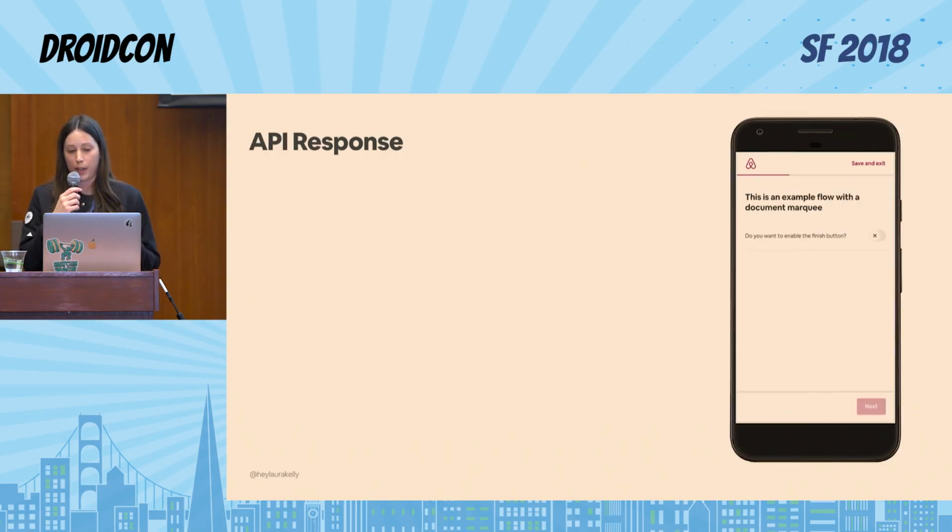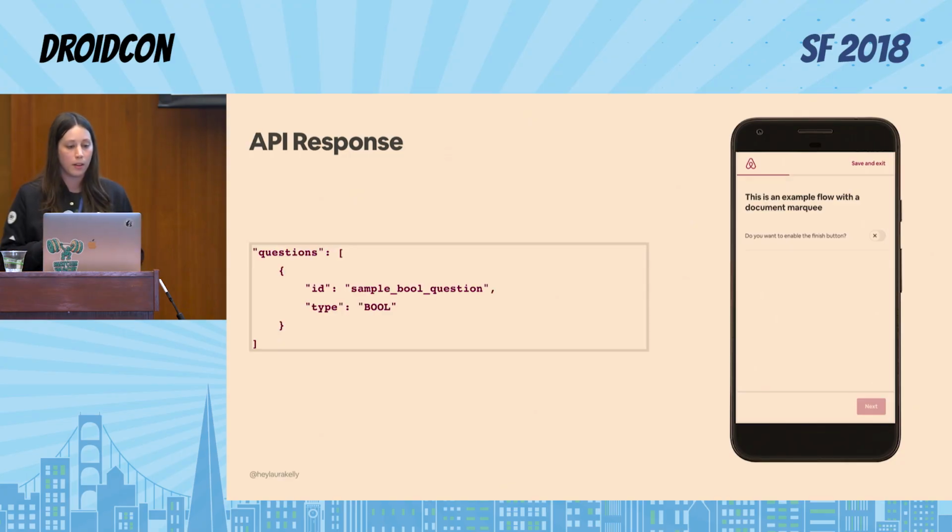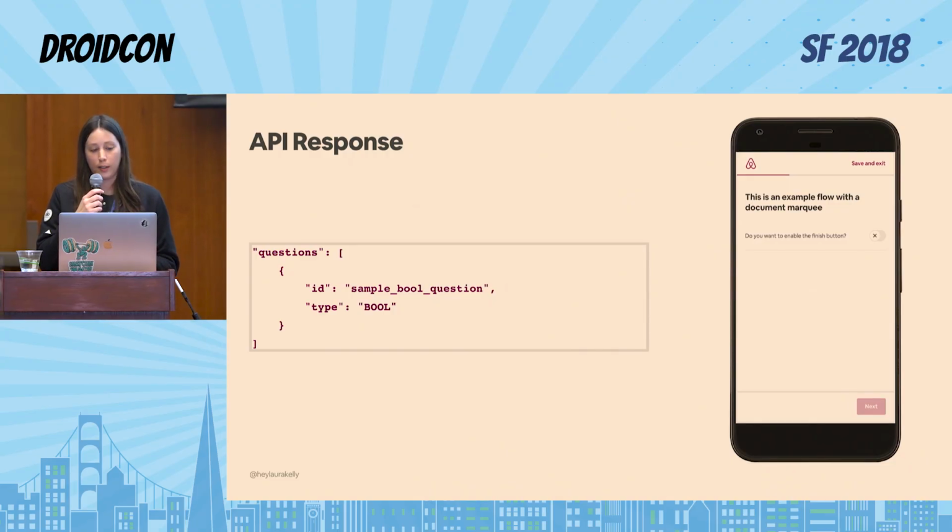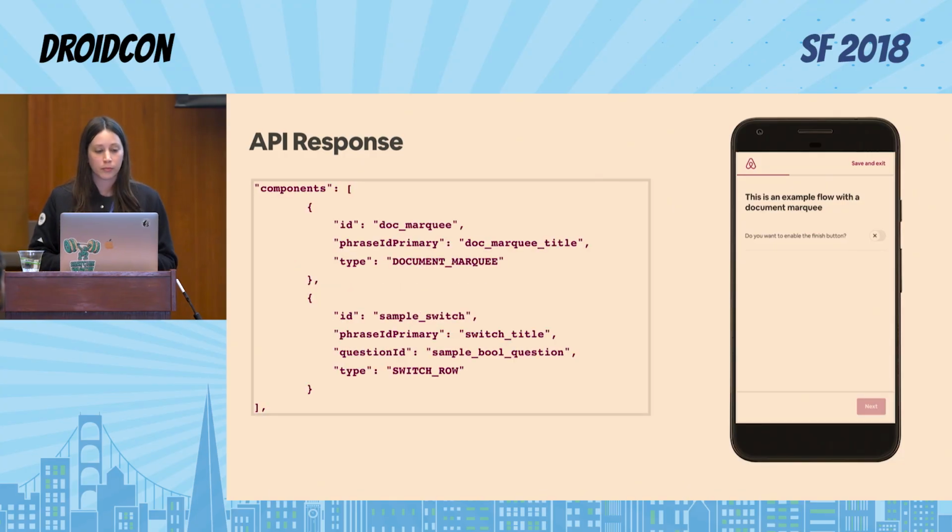Here's a really simple example where we have a screen with a title, a toggle row, and a next button that's currently disabled. The first part of the Wally response is some questions, and in this case, it's just an ID, and it's indicating that it's a Boolean type because it's a toggle row. There's a couple components on the screen. There's a component for the title, and there's a switch row component.